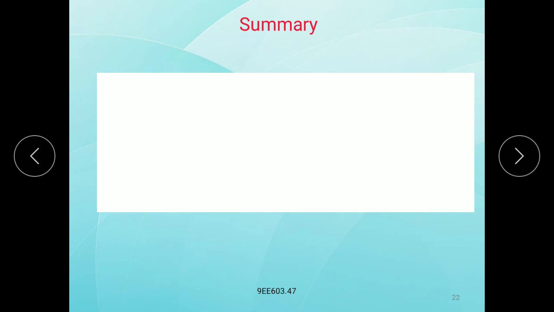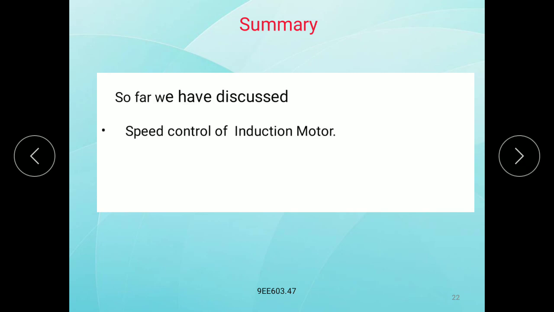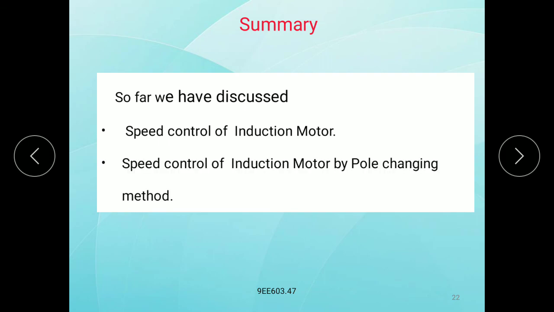Summary. So far we discussed speed control of induction motor and speed control of induction motor by the pole changing method.